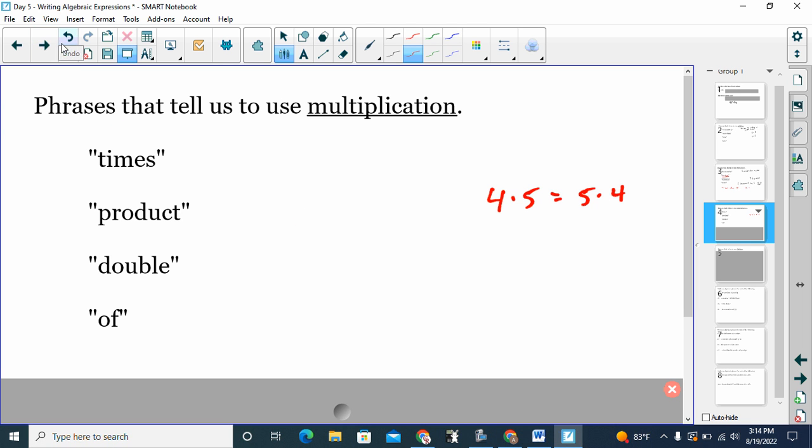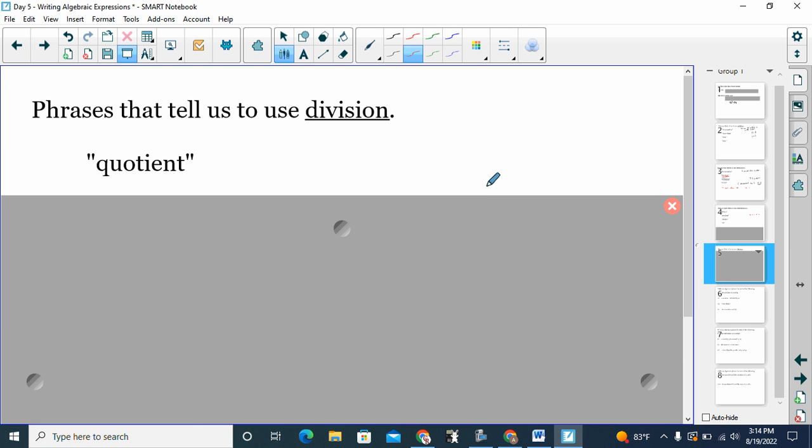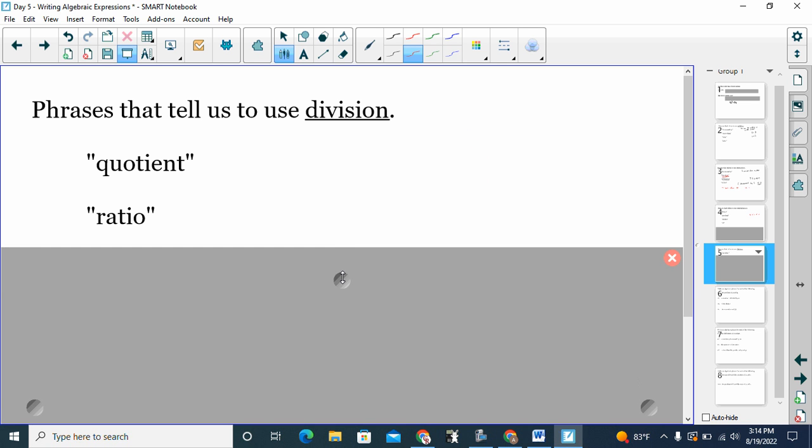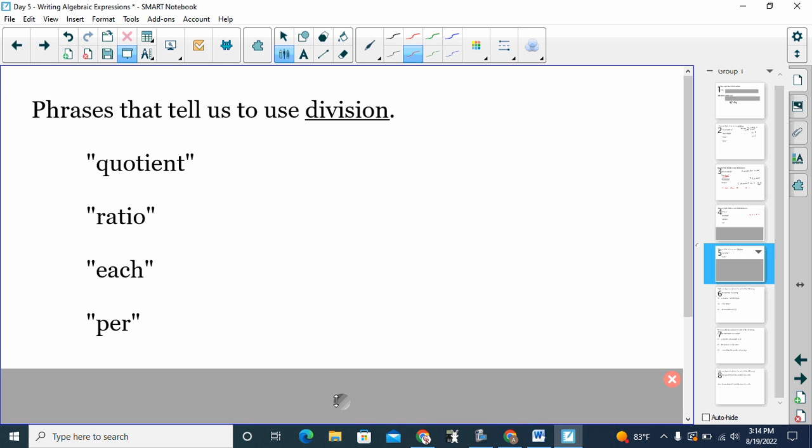So we did addition, subtraction, multiplication. We should probably do division as well. Quotient. The quotient of two numbers tells you to divide. Ratio. Each, per. Those are kind of the most common ones. Divided by. I don't think we need to write that one down.